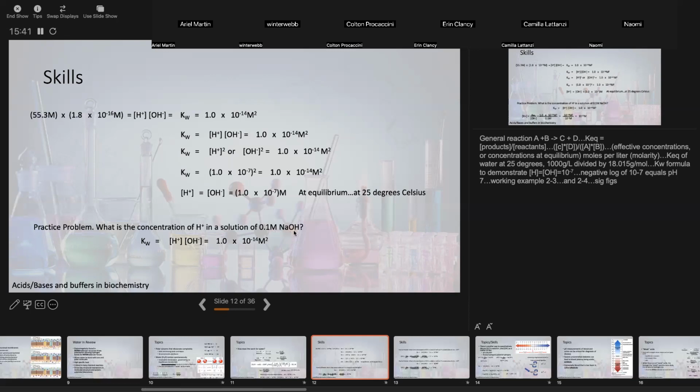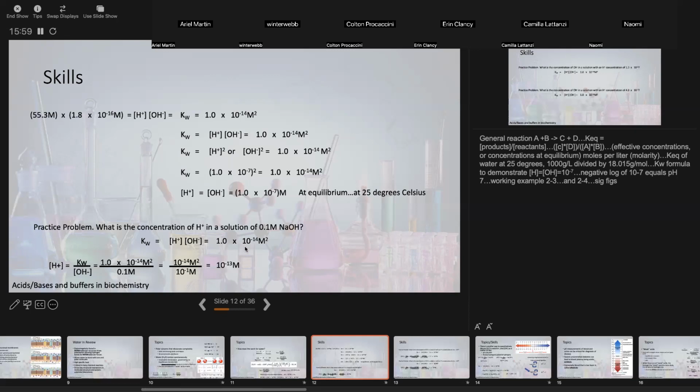We know what the concentration of OH minus is because sodium hydroxide is a strong base. When it dissociates, we know 0.1 moles of OH minus are going to be present, and this is a 1 liter solution. So we can rearrange our formula so that H plus, the unknown, equals Kw, which is known, divided by the concentration of OH minus, which is also known. What that looks like is 10 to the negative 14th divided by 0.1, which basically equals 10. Our numbers cancel out, and what we're left with is the concentration of H plus is equal to 10 to the negative 13th moles per liter.